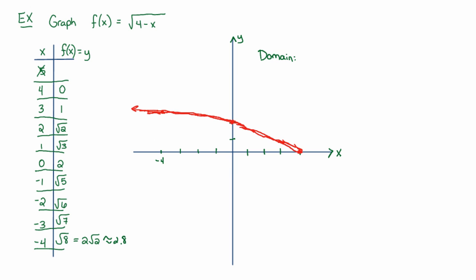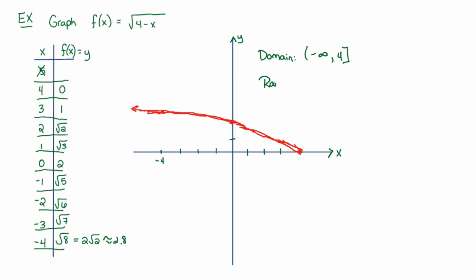You can plug in like a negative billion, right? 4 minus a negative billion is 4 plus a billion, or in other words, a billion and 4, and you could take the square root of that. So it looks to me as though the lowest I can plug in is negative infinity. And then the largest x value I can plug in is that positive 4. And I can actually plug that in, so I'll put a bracket on that.